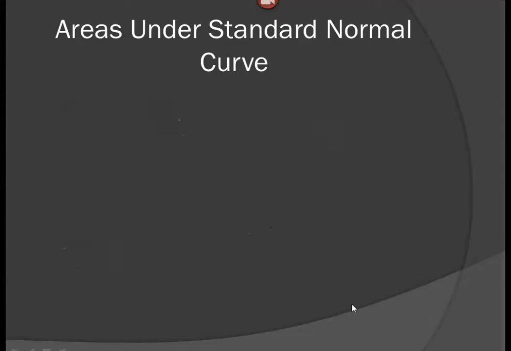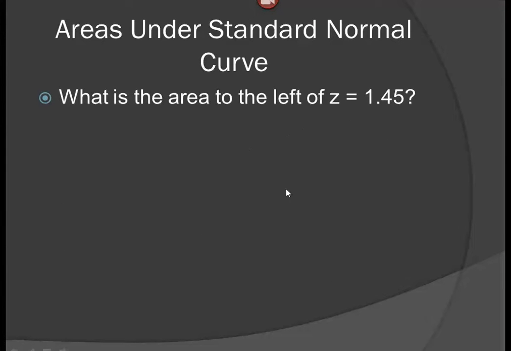Let's also look at an example. What is the area to the left of z equal to 1.45? Here's a picture of the standard normal curve. 1.45 is a little less than halfway between 1 and 2.